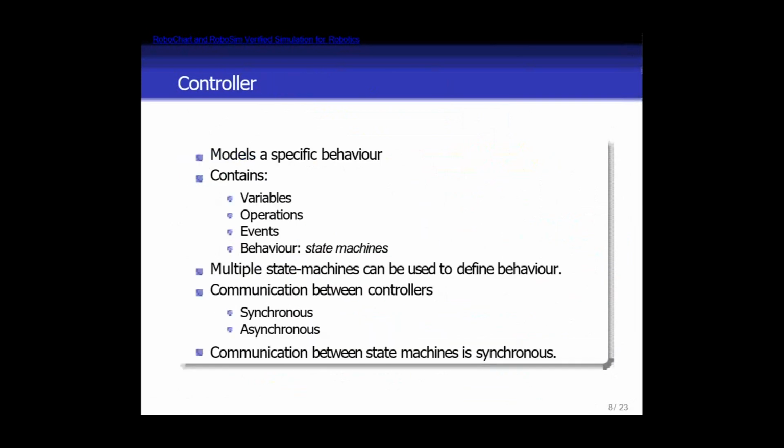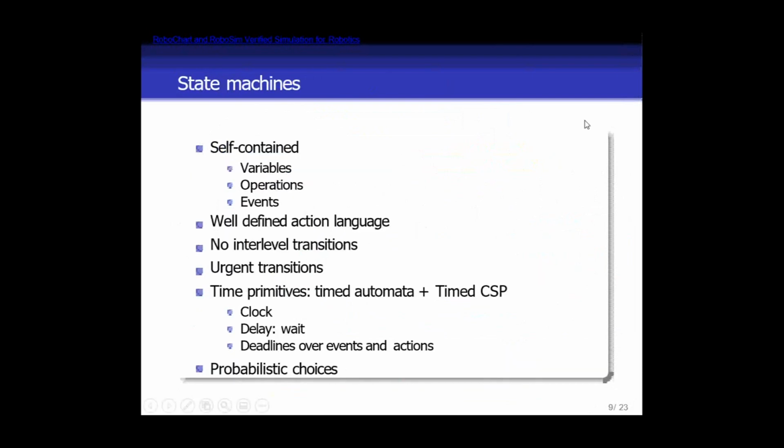So the controller models a specific behavior and contains those things I talked about, where the state machines describe behavior. Communication between controllers is synchronous, and between the controller and the hardware is asynchronous, because that's how the hardware works. State machines themselves are self-contained. There's a well-defined action language that we can analyze. There are no interlevel transitions.